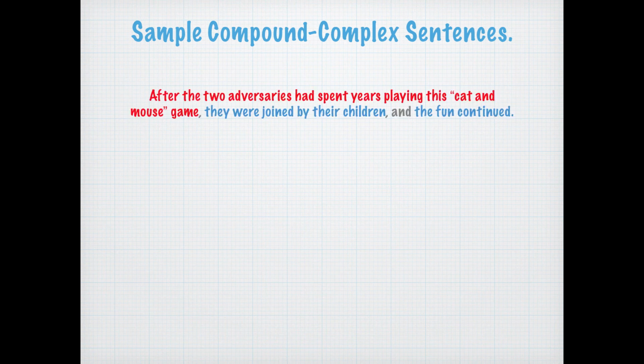After the two adversaries had spent years playing this cat and mouse game, so we know that's a dependent clause because we're beginning with a subordinating conjunction, after, and we know that we need to follow that with a comma because a dependent clause begins a sentence. They were joined by their children, that is an independent clause, and then we see comma and, that's a coordinating conjunction, so we know that an independent clause follows. So we have a dependent clause, an independent clause, and then another independent clause.